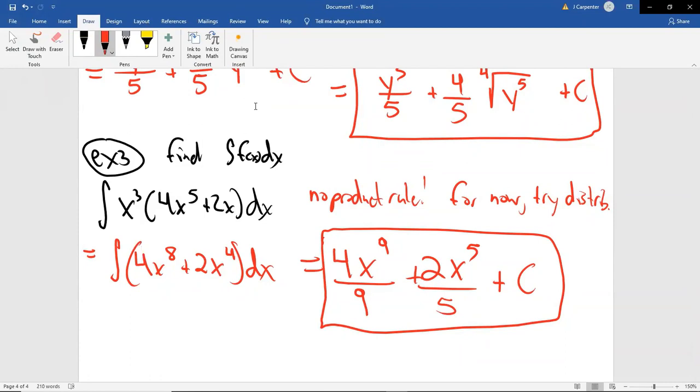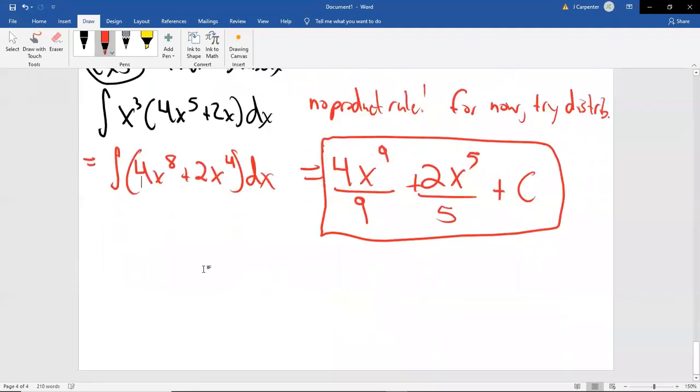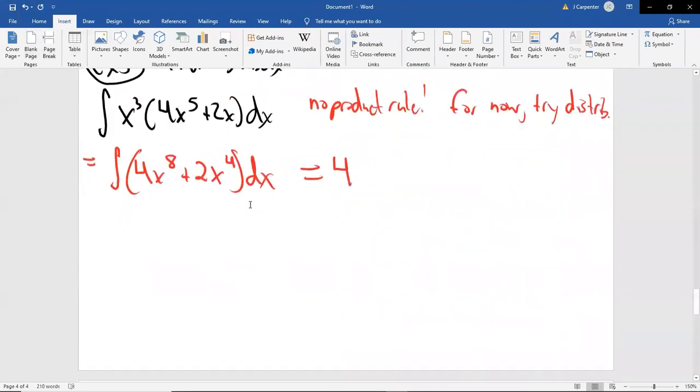All right. So that is enough with the power rule. But guess what? We had rules for taking a derivative of exponentials and logs. Guess what? We also have rules for taking integrals of exponentials and logs. So let's get to these other types.